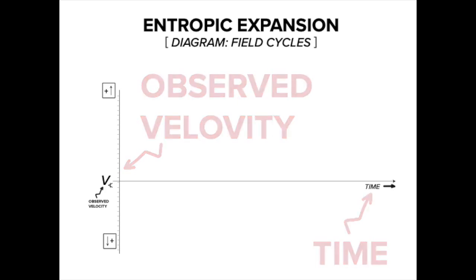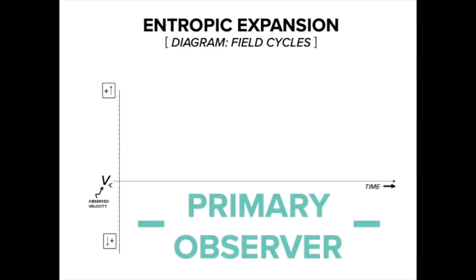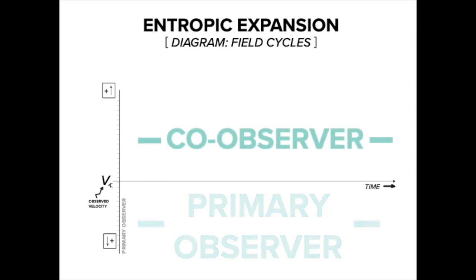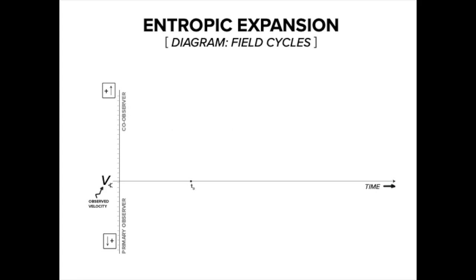The diagram is split in two by the horizontal axis. The region beneath the horizontal axis will depict the state of the primary observer as observed by itself. The region above the horizontal axis will depict the state of the co-observer as observed by the primary observer. We will mark time t0 on the diagram. This point marks the start of the field cycle.